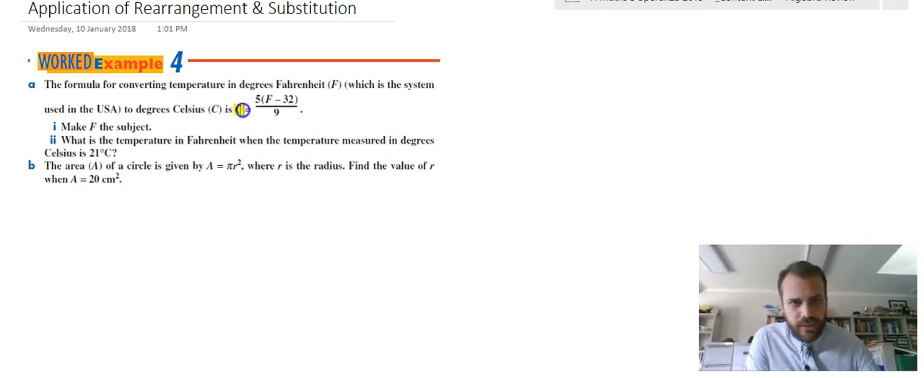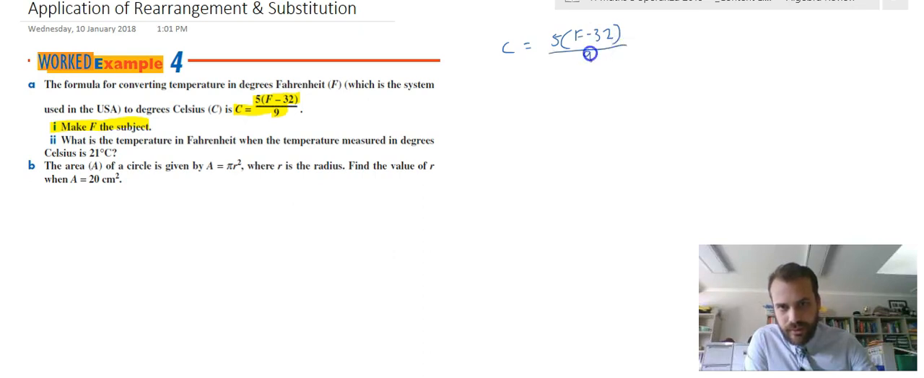Now we've got this formula: Celsius equals 5 times Fahrenheit minus 32 divided by 9. The first part of the question says make F the subject. So this is part A. C equals 5 bracket F minus 32 all over 9. So we need to get F by itself.